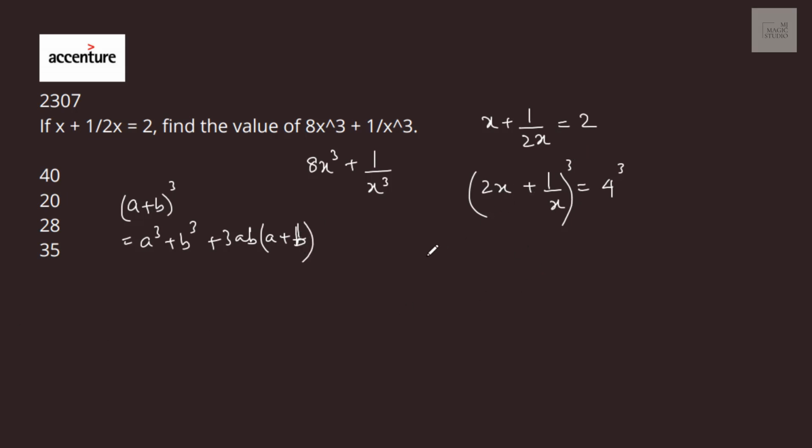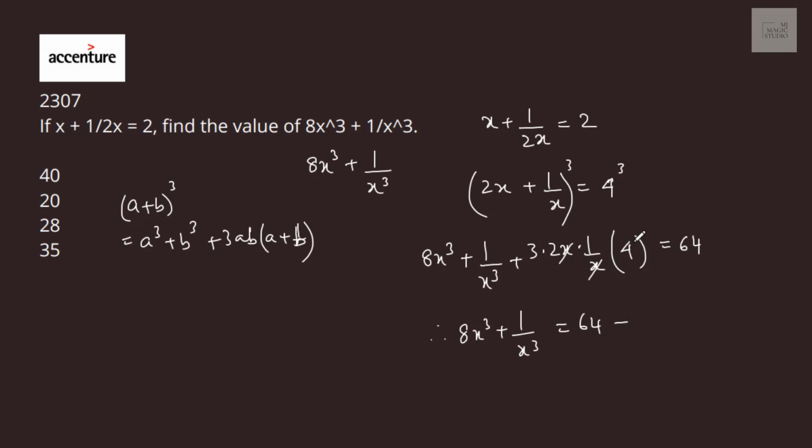So a plus b whole cube can be written as a cube, that is 8x cube, plus b cube, 1 by x cube, plus 3 into a into b into a plus b. A plus b is 2x plus 1 by x, and we know that 2x plus 1 by x is nothing but 4. This equals 4 cube. 4 cube is 16 into 4, 64. X cancels. Therefore, 8x cube plus 1 by x cube equals 64 minus 4 into 2, 8 into 3, 24. 64 minus 24 is 40. So the value of 8x cube plus 1 by x cube is 40. That is in option A.